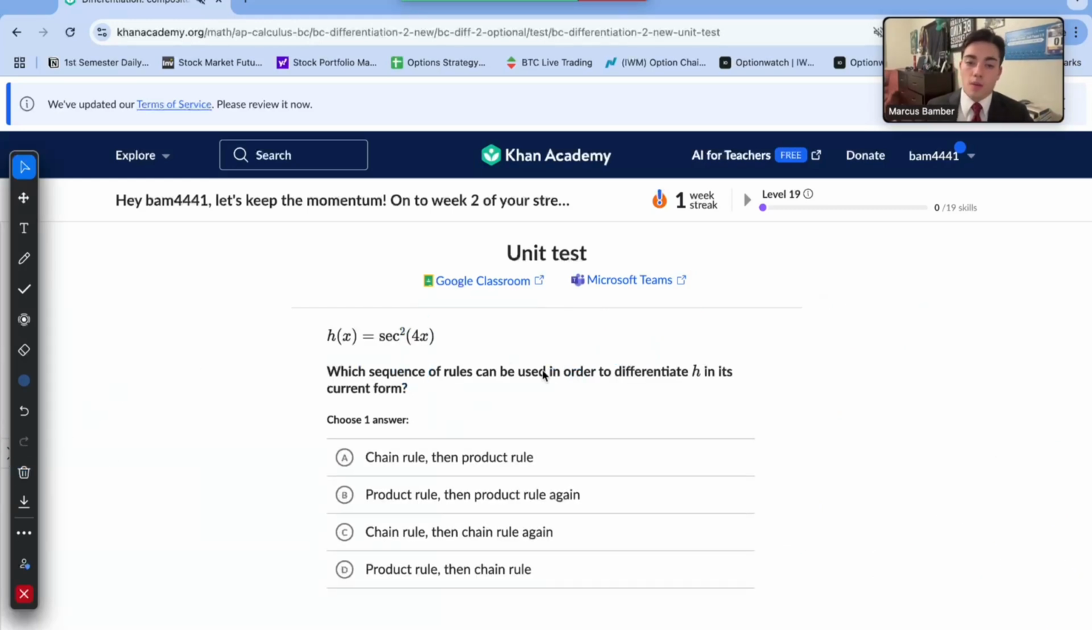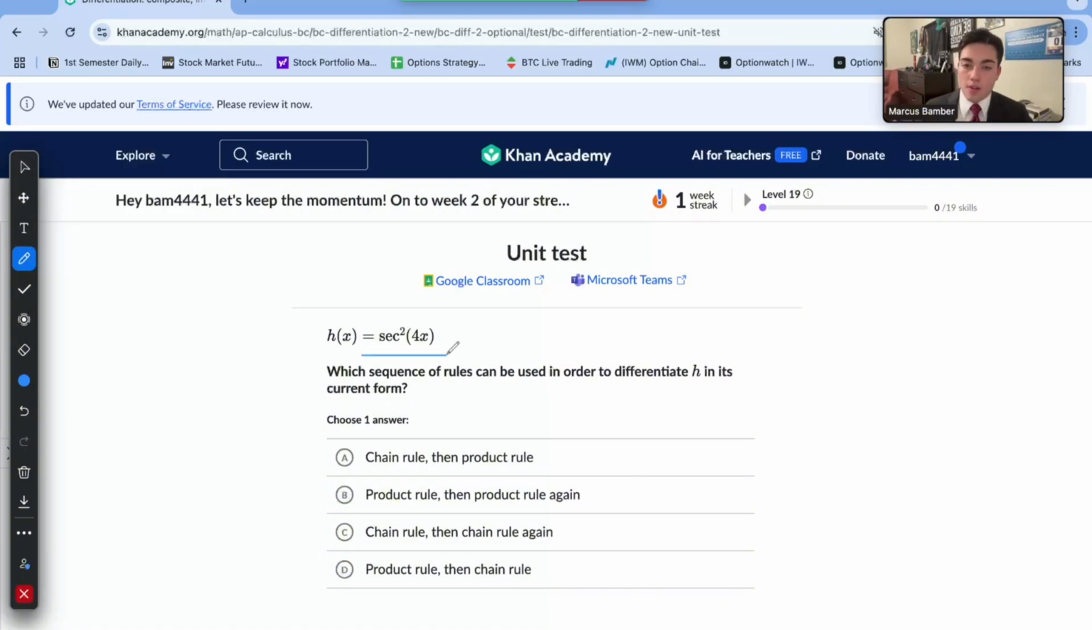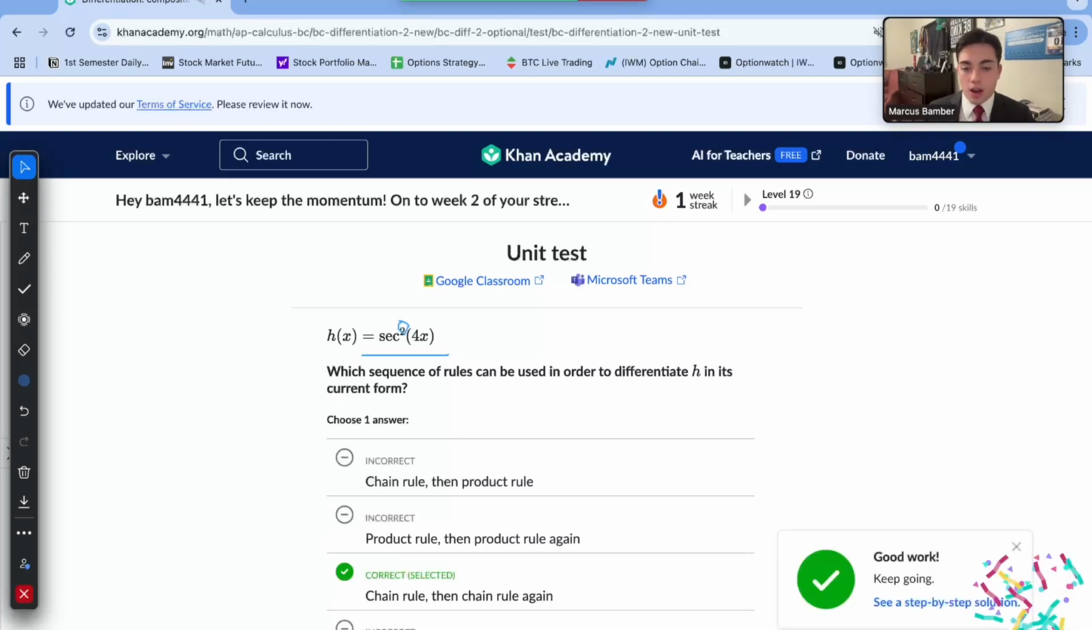What sequence of rules can be used to differentiate h in its current form? We can see we have the outer function of the power of 2. That's what we're going to do first. So first we're going to do a chain rule, because we're going to differentiate the outer function, and then we're going to differentiate the inner secant function. But then notice, for the secant function, we have another inner function, which is our 4x, which we're going to have to differentiate afterwards. So we're going to actually have to do two chain rules here. Chain rule, then chain rule again, because we have two sets of outer functions and inner functions. So C is the correct answer here.